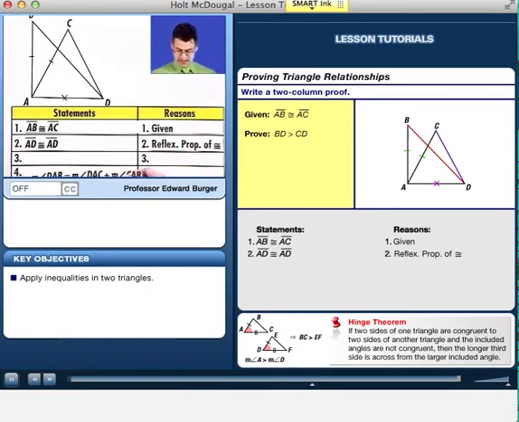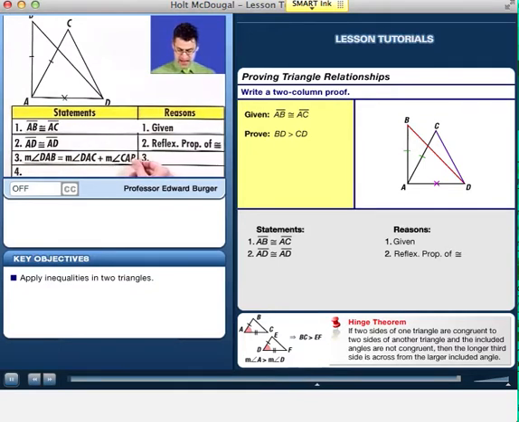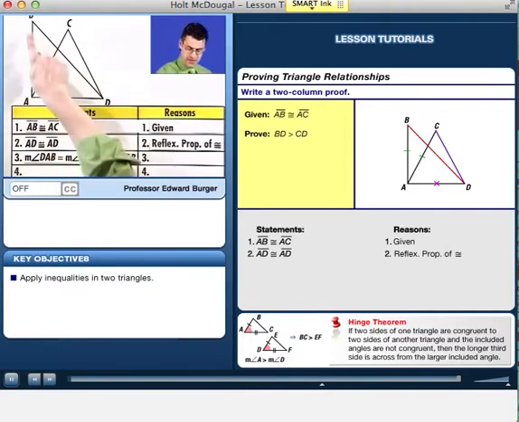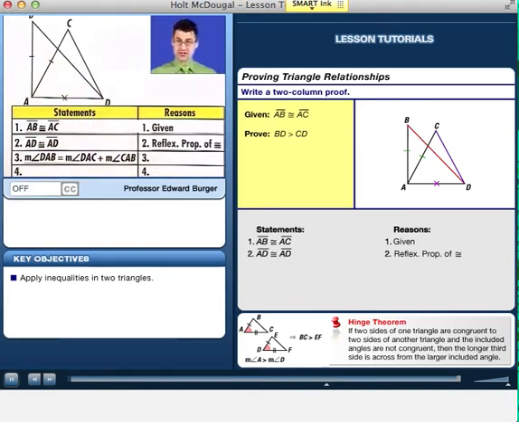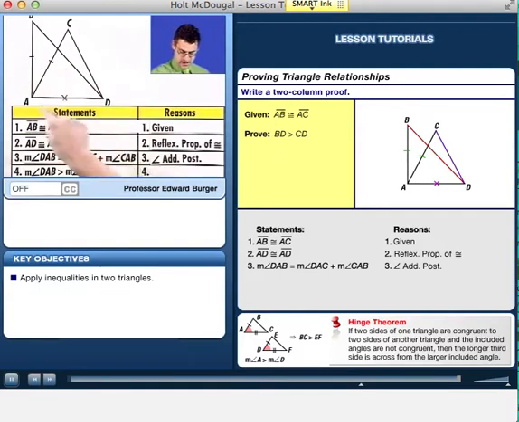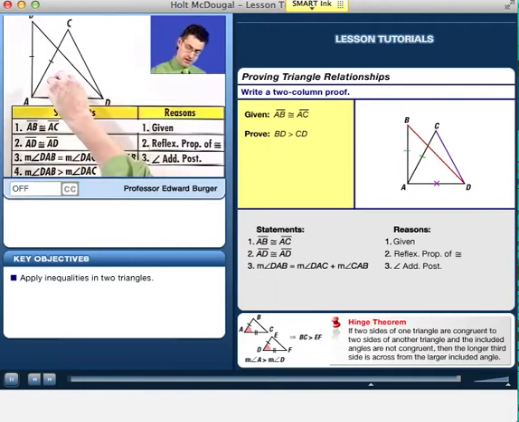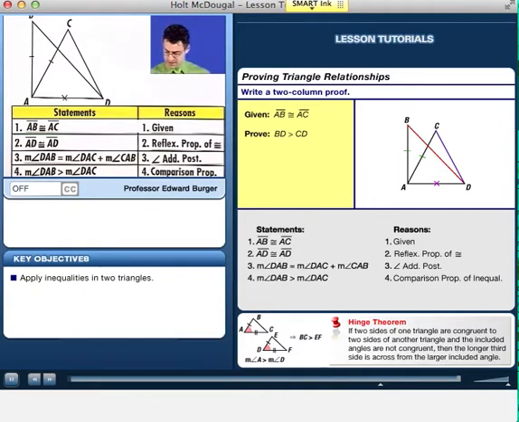Now, what was the next thing we noticed? The next thing we noticed is that angle DAB, that big angle right here, the measure of that is actually the sum of the measures of DAC plus CAB. And that's just the angle addition postulate. Make sense? And so, therefore, we conclude that the big angle, the measure of angle DAB, has to exceed the measure of angle DAC, because that measure was required to be added to something else in order to get the whole. And so remember, that's just the comparison property of inequalities.